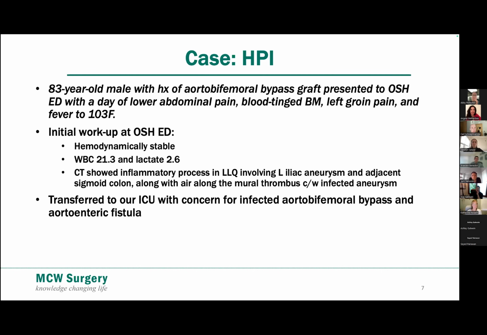So at the outside hospital ED, he was hemodynamically stable, though a little hypertensive. He had an elevated white count and an elevated lactate, and a CT was done, which I'll show on the next slide, which showed an inflammatory process in the left lower quadrant involving the left iliac limb of the graft that was aneurysmal, and the adjacent sigmoid colon. And there was air along the mural thrombus that was consistent with an infected aneurysm. So he was transferred to our ICU with concern for an infected aortic bifem and aortoenteric fistula.